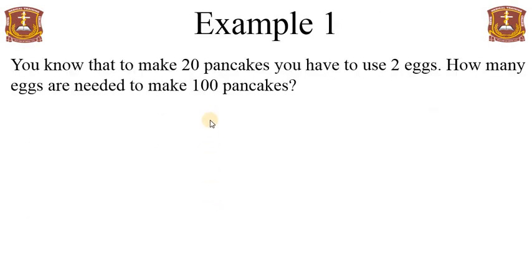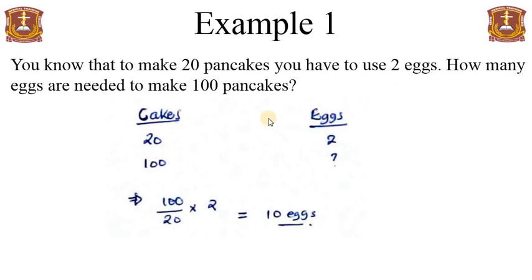Now, example 1. You know that to make 20 pancakes, you have to use 2 eggs. That is known. How many eggs are needed to make 100 pancakes? So you want to compare what we have for the 2 eggs and the 20 pancakes compared to 100 pancakes. How many eggs are we going to find? Let's compare these: pancakes 20, eggs 2, pancakes 100, eggs how many?